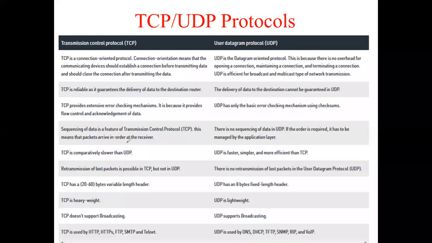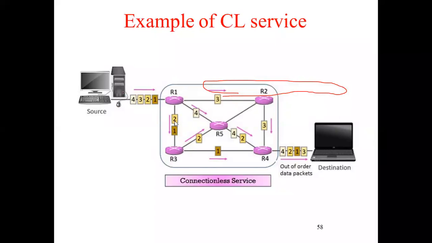Now, moving to the next comparison: delivery of data to the destination cannot be guaranteed in UDP because packets are moving in different directions. And you can see it is not only this sender and receiver participating over here; other senders and destinations are participating too, right?